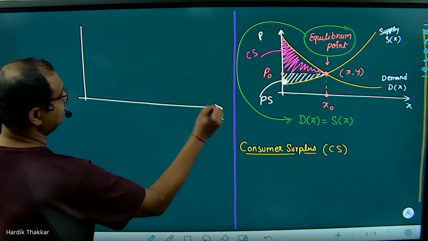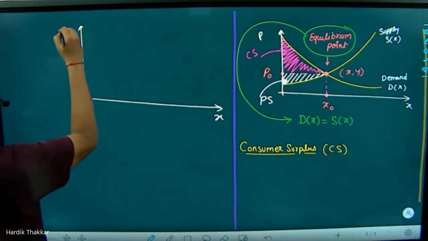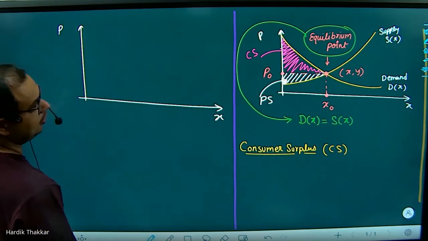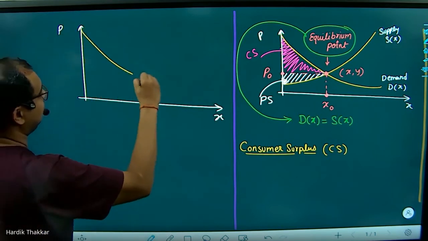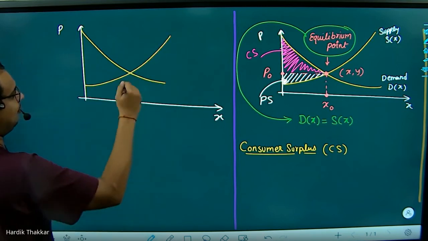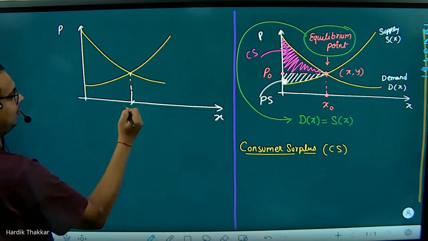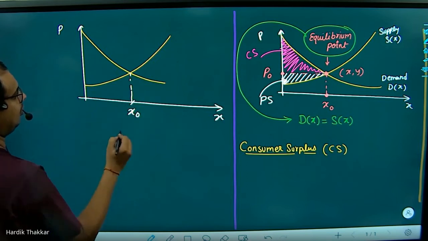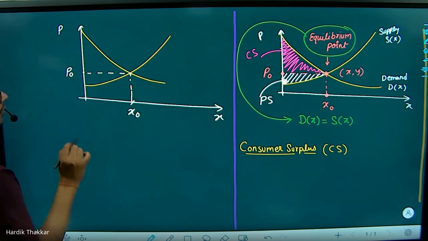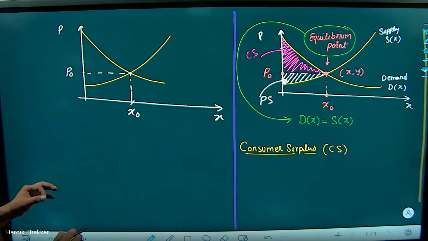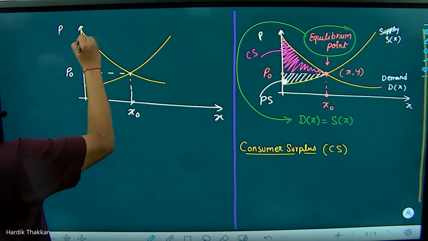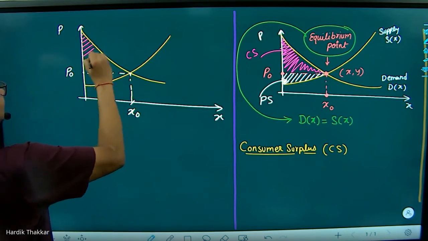This is X, this is P, and here we have one curve which looks like this, another curve which looks like this. This point is the point of equilibrium. So here you have x naught, and this point is nothing but p naught. Okay. Now first understand, if we want to calculate this region, that is CS.